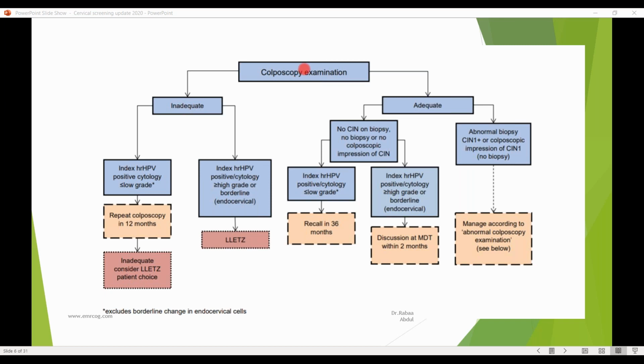So if you have an adequate colposcopic examination giving you the result of CIN 1, 2, or 3, you will have a particular pathway. While if the colposcopic examination is inadequate, you will have another management. This looks complicated, so how can I deal with it? I will divide it in my own flashcards, and you will see how this complicated one turns into an easy and clear one. Okay, so let me go.